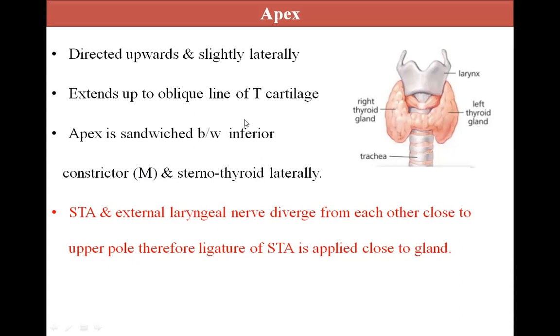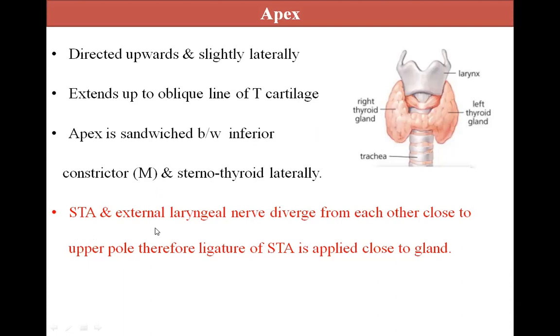So the apex is directed upward and slightly laterally. Here you can see the apex, and it extends up to the oblique line of the thyroid cartilage. Apex is sandwiched between the inferior constrictor muscle and the sternothyroid muscle laterally.